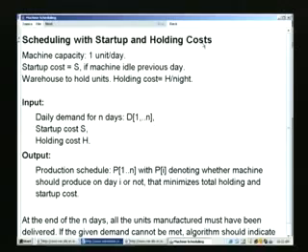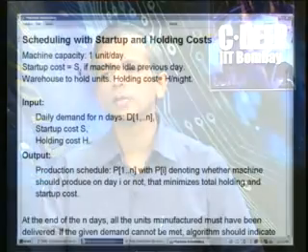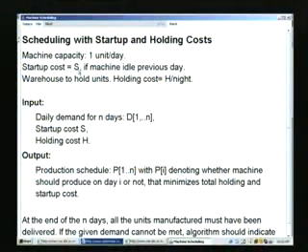Let me define this problem for you. In this problem we are given a machine which has the capacity of producing 1 unit of something, whatever it is, per day. However, if I want to start a machine on some day, which is, what I mean by that is that if the machine was not on yesterday and I want to get it working today, then I have to pay a startup cost. And that startup cost is some S units, which is defined as a part of the input.